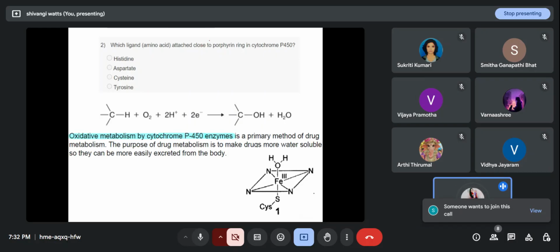The role of cytochrome P450 is this: there is a hydrocarbon in the human body that is difficult to metabolize, so it changes it into a hydroxy compound. It oxidizes it with oxygen, 2H positive and 2 electrons, converting it into C-OH plus H2O. The oxidative metabolism by the cytochrome P450 enzyme is a primary method of drug metabolism.